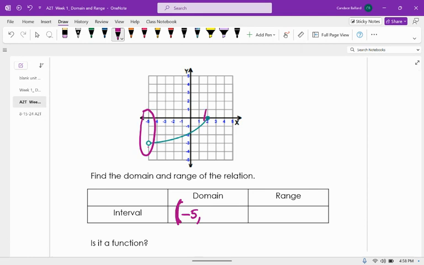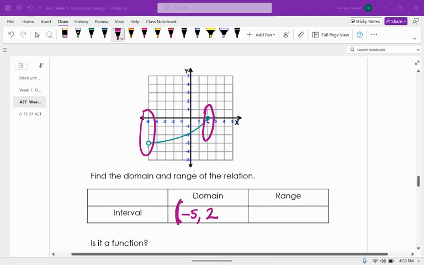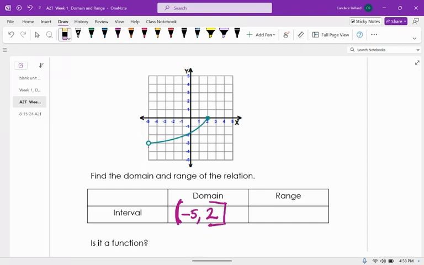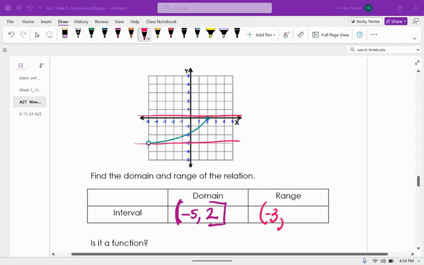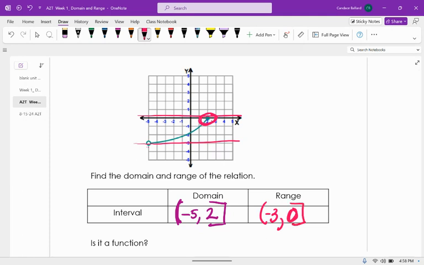I'm going to go to my x value that's most to the right. I notice that it's a 2. It's a solid dot, so I'm going to use a bracket. Range is the y value, so I'm going to start at the bottommost value, which looks like it's -3. It's an open dot, so I use a parentheses. I'm going to go all the way to the top of the function. The y value at the top of the function is 0, and it's a closed dot, so I would use a bracket.